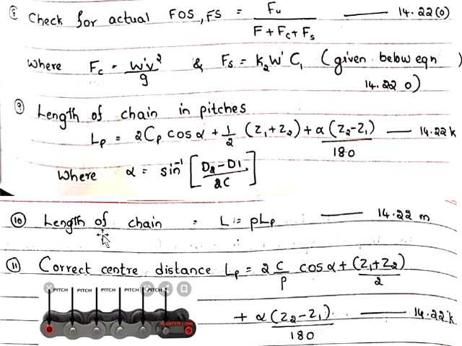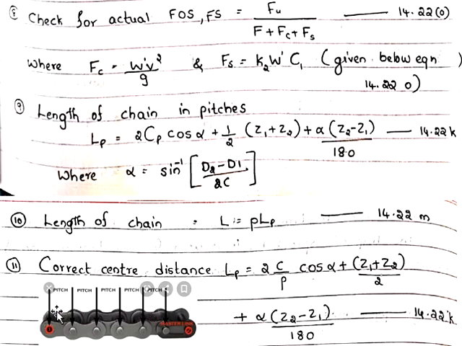Calculate length of the chain. So length of the chain is equal to pitch into LP. This is equation number 14.22m. So how exactly I am getting this equation I can explain using this diagram.